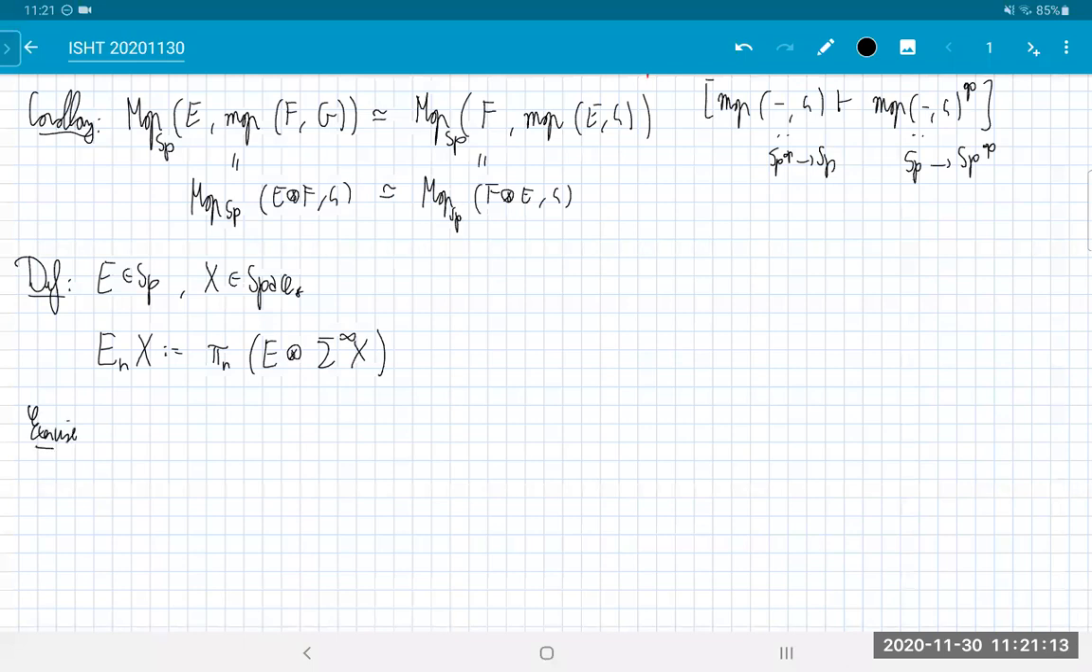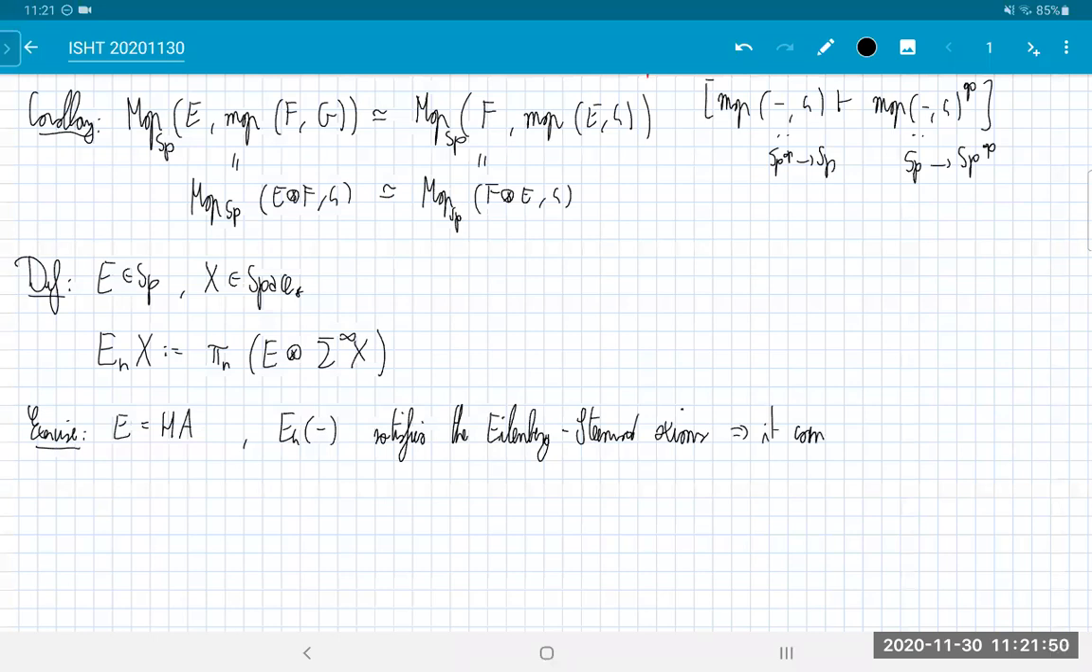And as an exercise, when E is HA, E M blank satisfies the Eilenberg-Steenrod axioms. So excision and long exact sequence and coproduct and dimension in particular. So it coincides with singular homology on CW complexes.